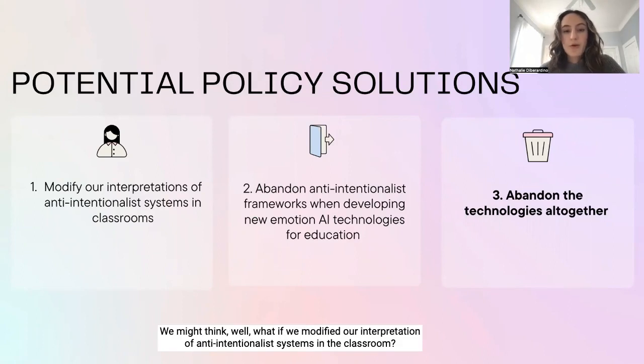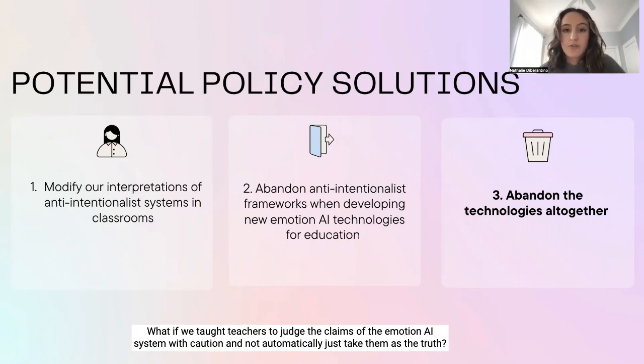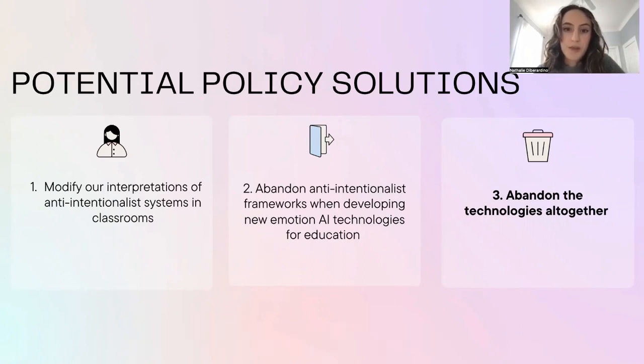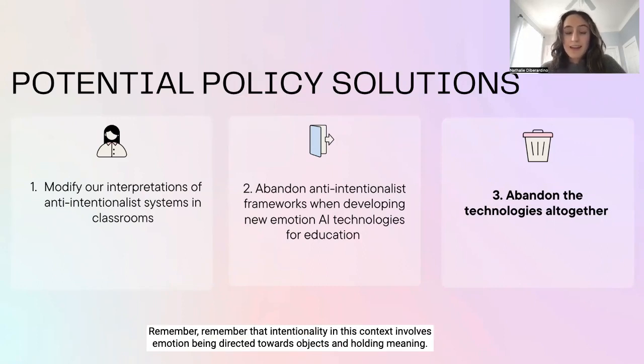We might think, well, what if we modified our interpretation of anti-intentionalist systems in the classroom? What if we taught teachers to judge the claims of the emotion AI system with caution and not automatically just take them as the truth? Unfortunately, though, it's doubtful that this is a practical goal. Remember that intentionality in this context involves emotion being directed towards objects and holding meaning.